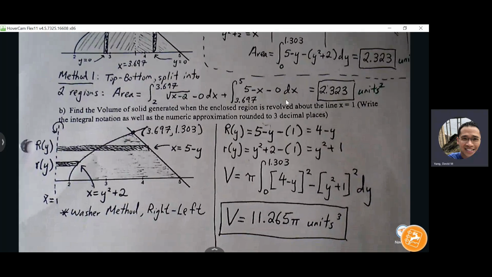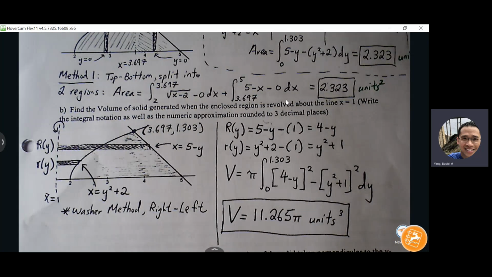Okay, everybody good with part B? Washer method?